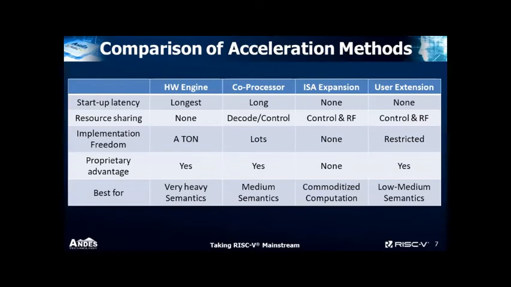Here we list out the 4 methods. All of them have their own pros and cons. Some of them have a long start latency. Some of them have the proprietary disadvantage. For Andes, we picked the most balanced method, user extension, which allows users to add custom instructions. And we also provide a powerful tool to help our customers accelerate their application. And that's why we pick user extension as our strategy to serve our clients.